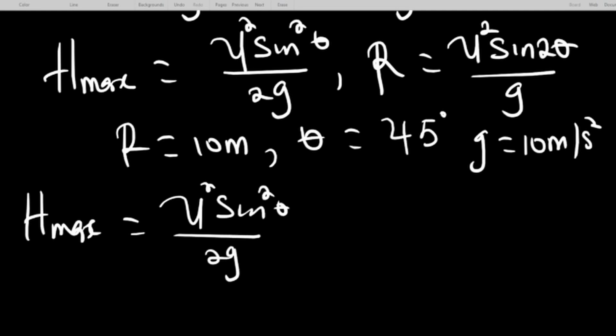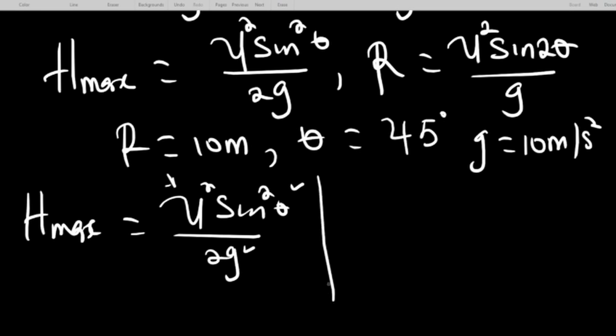Now, let's see if we can work directly with this formula using the given parameters. We have our theta, which is 45 degrees. We have our g. We don't have the initial velocity. So this is now a problem. That means that we need to find the initial velocity first and then plug it into this formula before we can get the maximum height.